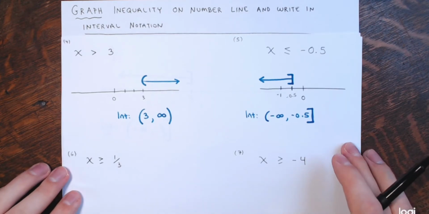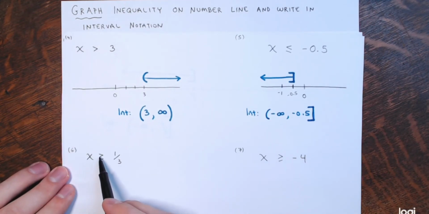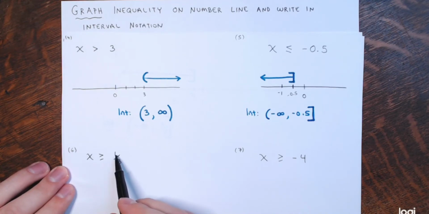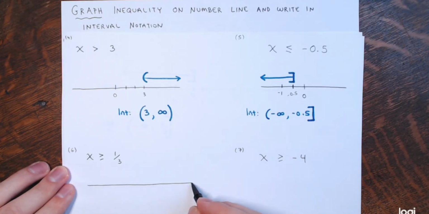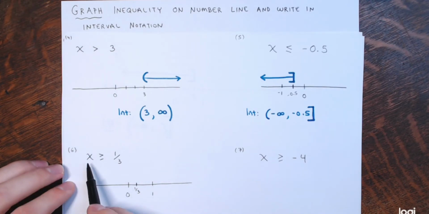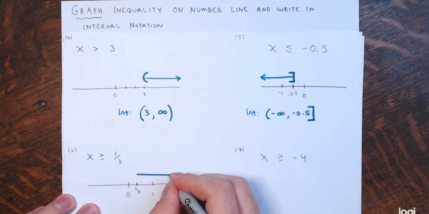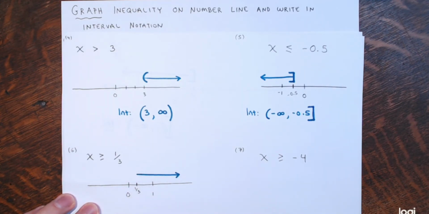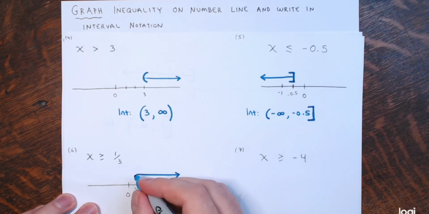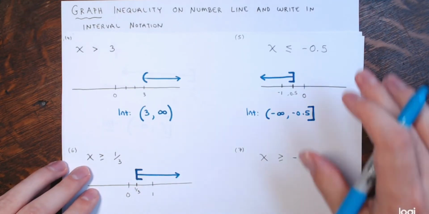All right, number 6 here, x is greater than or equal to, again, 1/3, positive 1/3. So here's a number line, there's 0, there's 1, so a third would be here, a third of the way between 0 and 1. I'm looking for all the numbers greater than a third, so those would be the numbers to the right of 1/3, and all the numbers greater than or equal to 1/3. So again, the bracket on 1/3, meaning that 1/3 is also a solution.